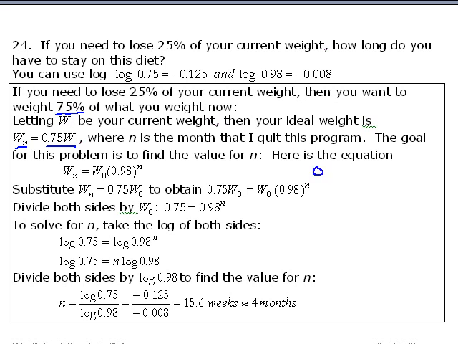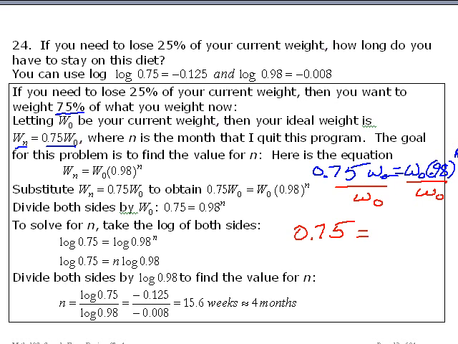So I have 0.75 times W naught equals W naught times 0.98 to the n, and we want to find n. So the reason you don't need to know the initial weight is because the W naughts cancel. If you divide both sides by W naught, then that's what you're left with. 0.75 equals 0.98 to the n.